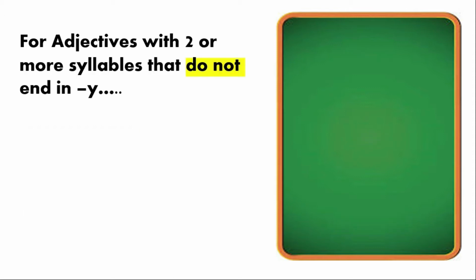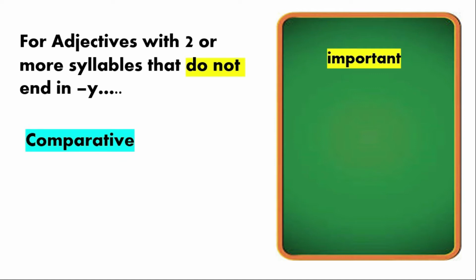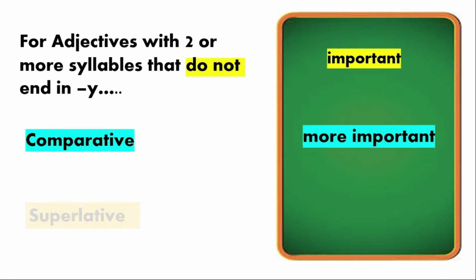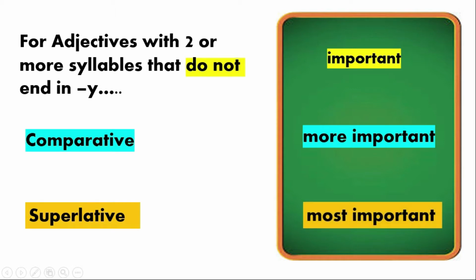If the adjective has two or more syllables that do not end in y, like important, 3 syllables, in the comparative, we say more important. For the superlative, we would say most important. These are adjectives with 2 or more syllables that do not end in y.